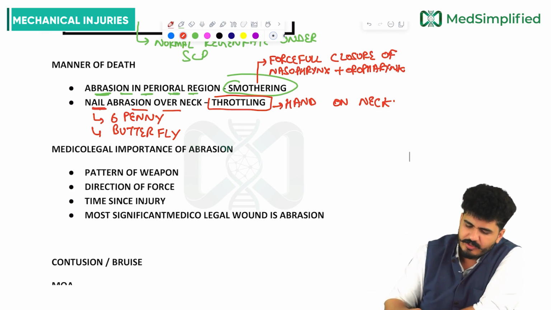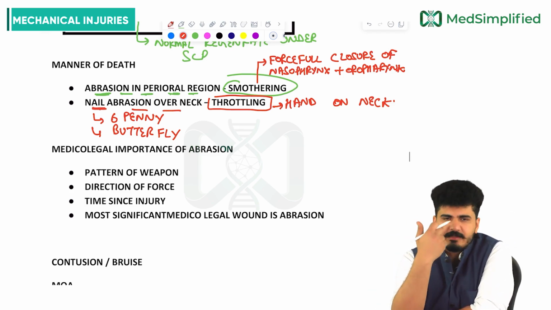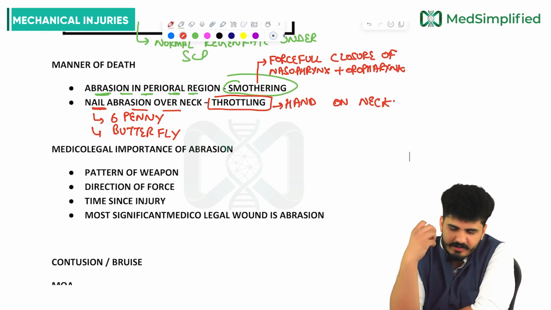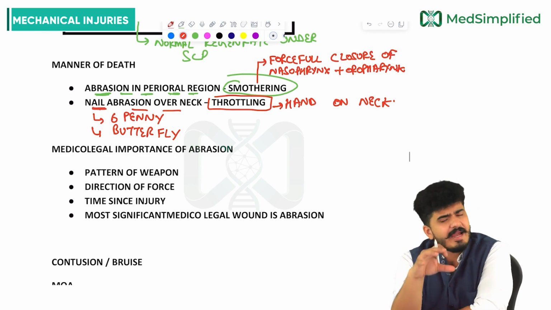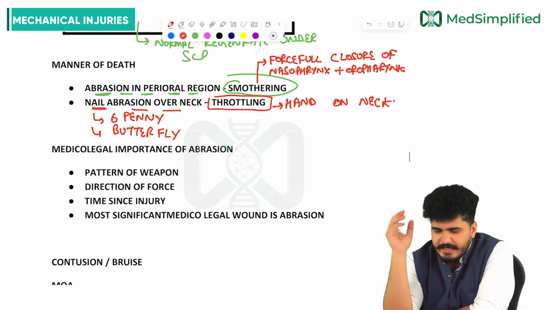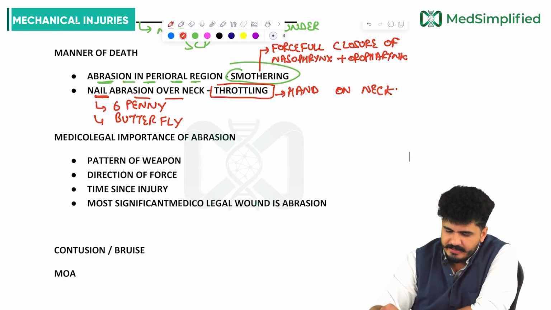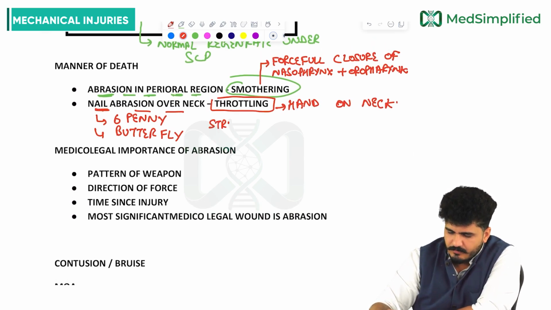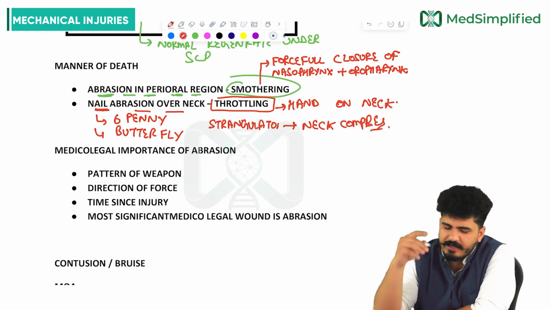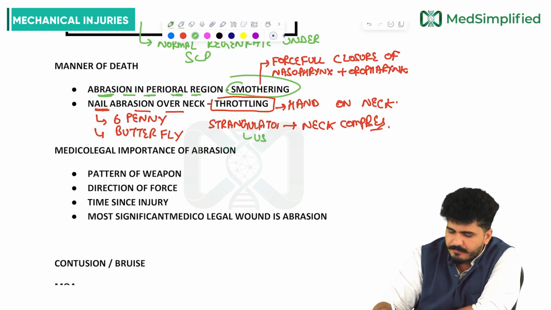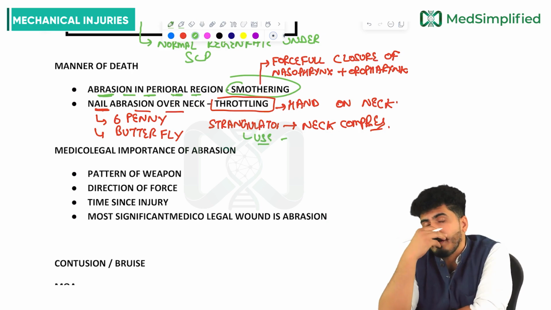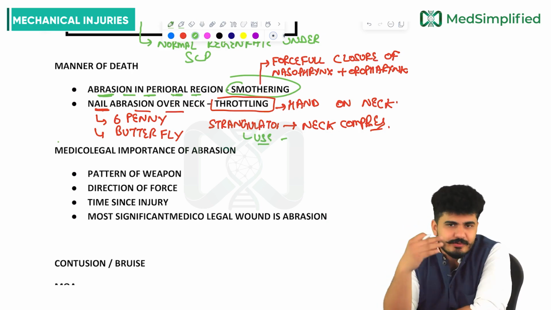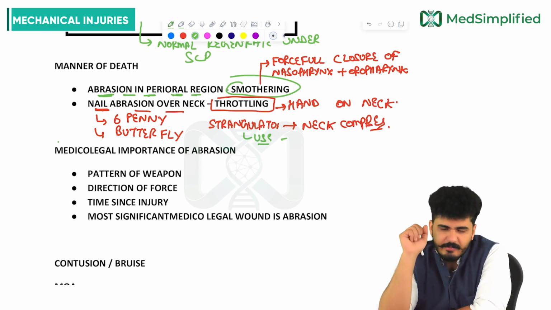So abrasion in the perioral area is smothering, and if it is on the neck we call that throttling. Throttling is done with the help of hand or any other object which can compress your neck, my dear friends. And another thing you can add right here is strangulation. Strangulation is again neck compression. You can use rope here. You can use sticks here, Barnes Dola. Garroting is where you use a metallic collar. So different things are there you need to remember.